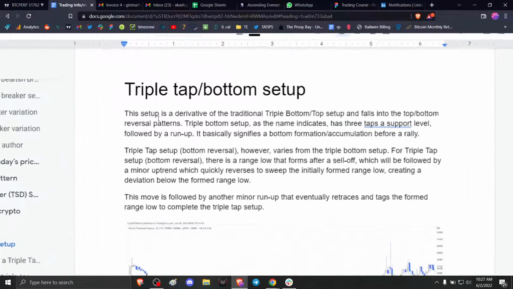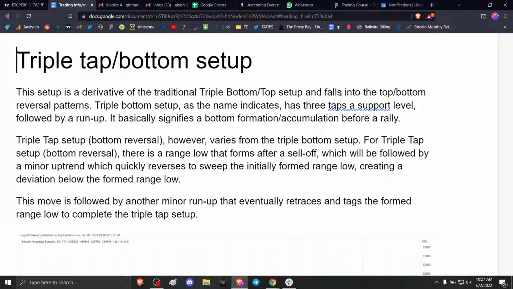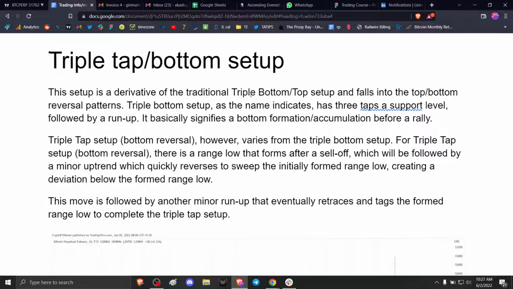So exactly, what is a triple tap setup? A triple tap setup is a derivative of a traditional triple bottom or triple top setup, where it usually denotes the end of an uptrend, and it is formed after the uptrend. It is basically a little bit of consolidation that takes place. So what is a triple bottom setup? In a triple bottom setup, you basically have a support level, and the price tags the support level thrice, which gives it the obvious name.